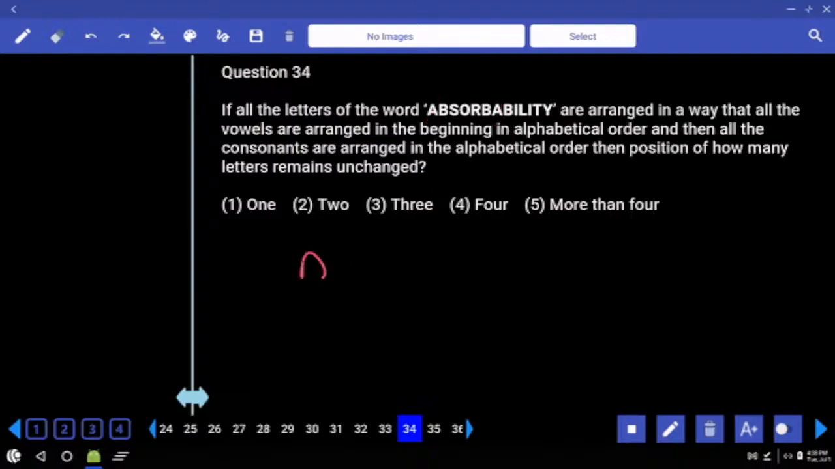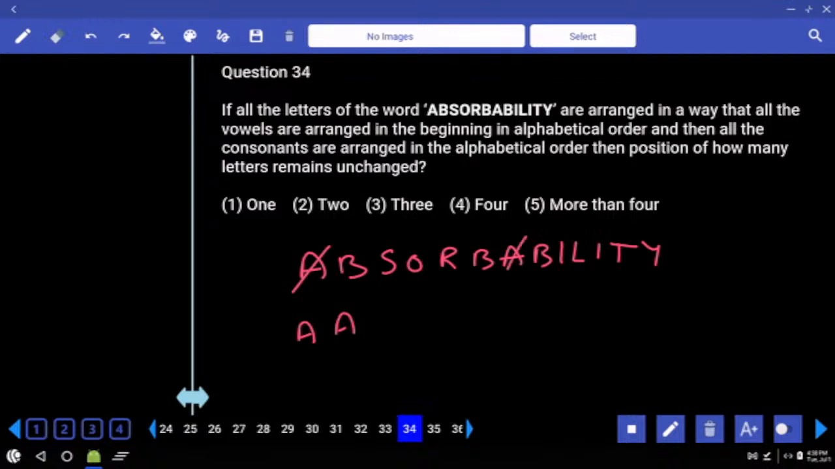Now what is the word we have? A, B, S, O, R, B, A, B, I, L, I, T, Y. Here, first all the vowels must be arranged in alphabetical order: A, A, I, I, O. Then all the letters starting with B, and another B. There were 3 B's. After the B's, L, then R, S, T, Y.